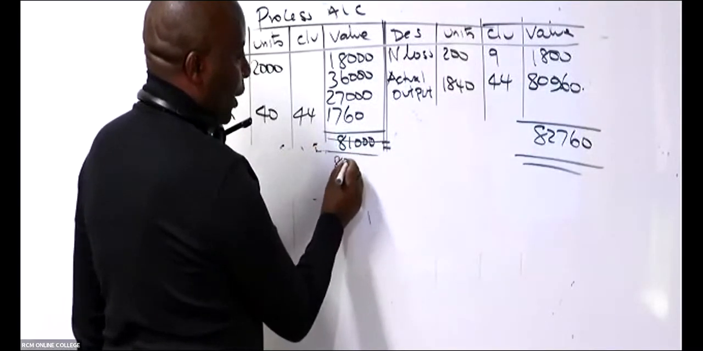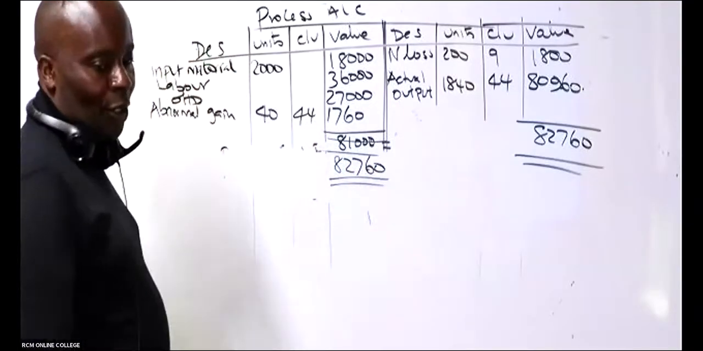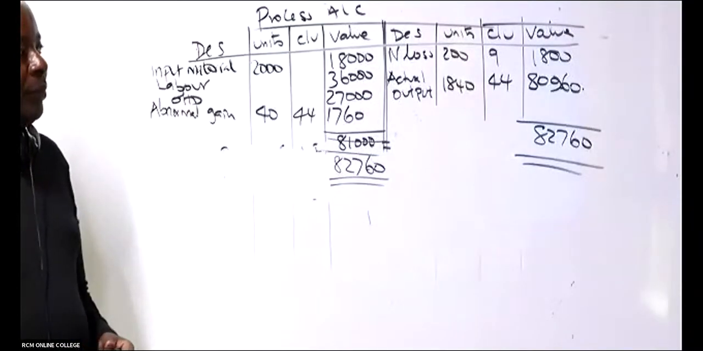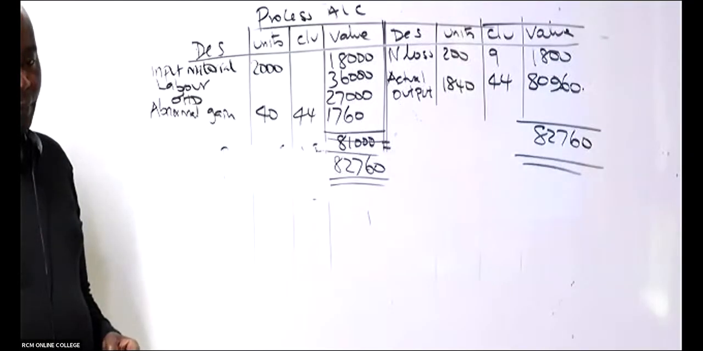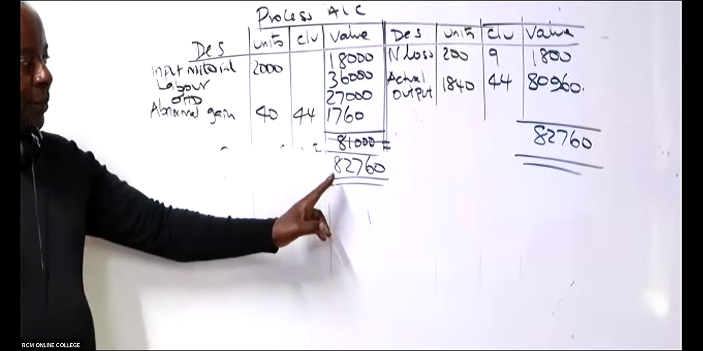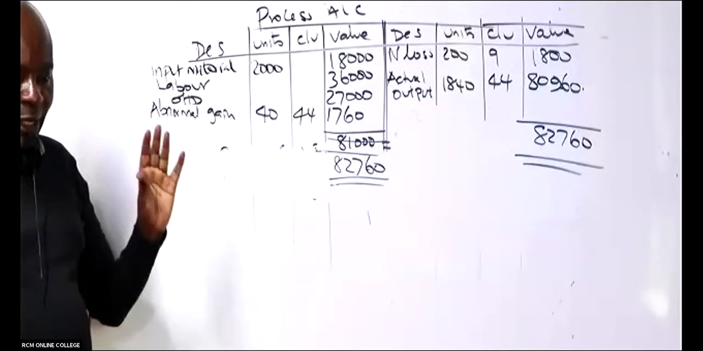It has also to be 82,760. You rub it professionally. It has to be 82,760. Is it coming to 82,760, somebody? Yeah, thank you so much. Your process account has agreed.